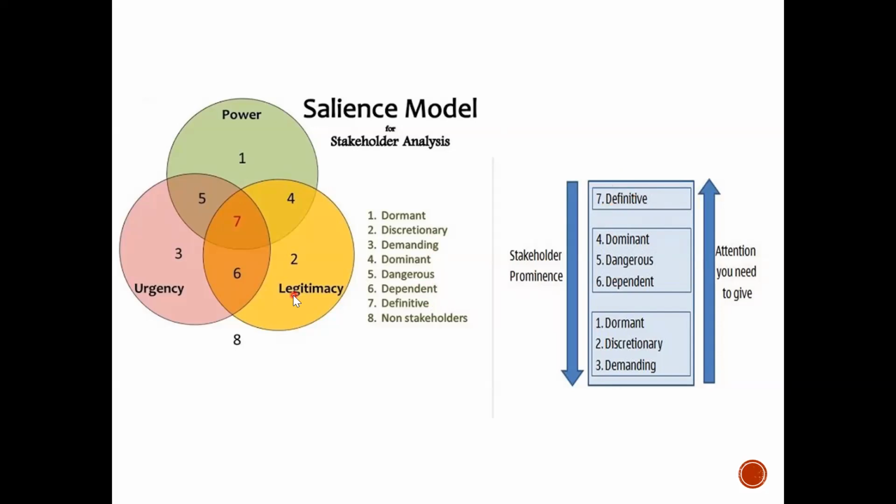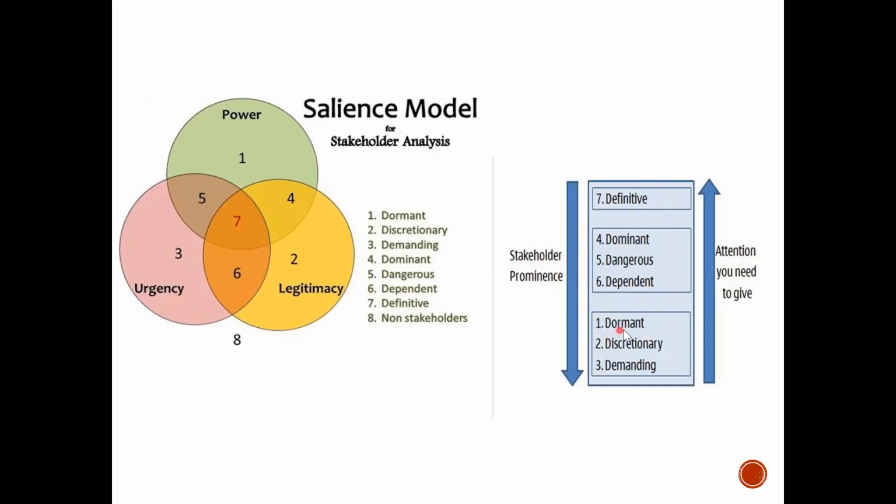Now, if you see this Venn diagram, who are definitive? Those who are high in terms of power, high in terms of urgency, and high in terms of legitimacy. Should they be the most important for you or not? Yes. Second, dominant. Who are dominant? This is power and legitimacy. Then dangerous is the fifth one: power and urgency. They may not have legitimacy though. Then dependent, sixth, which is urgency and legitimacy.